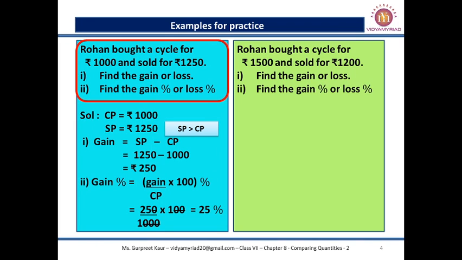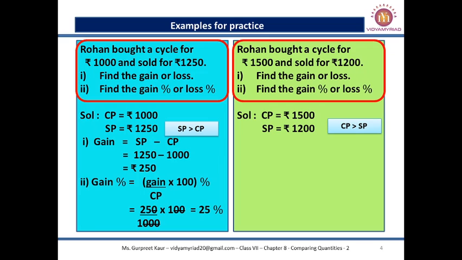Another example, Rohan bought a cycle for rupees 1500 and sold it for rupees 1200. Find the gain or loss and gain percent or loss percent. Let's write down now. CP given is 1500 and SP given is 1200. So CP is more than SP. What does it mean? There is a loss.